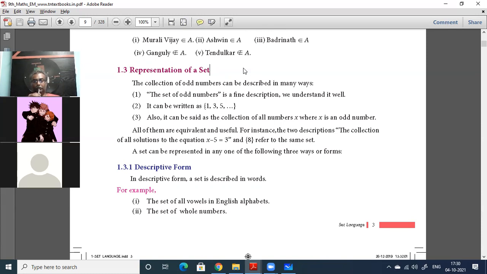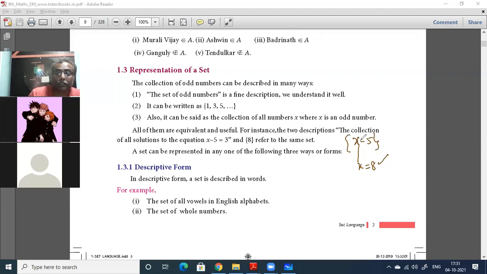For instance, the two descriptions, the collection of all solutions to the equation x minus 5 is equal to 3, and 8, refer to the same set. How is it referring to the same set? The collection of all solutions to the equation x minus 5 equal to 3. 8 minus 5 is 3, uncle. So x must be 8. Correct. Very good.